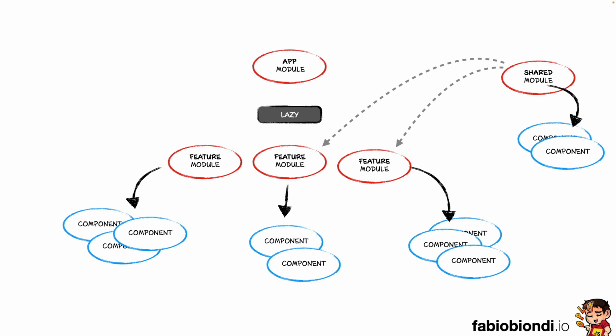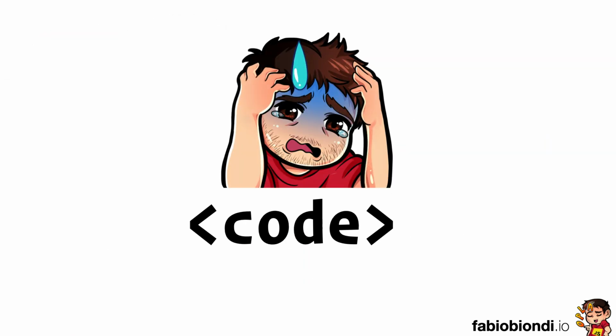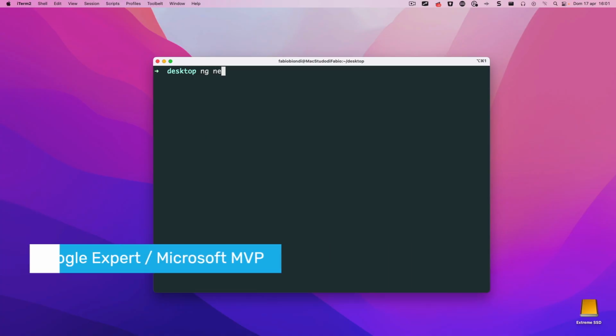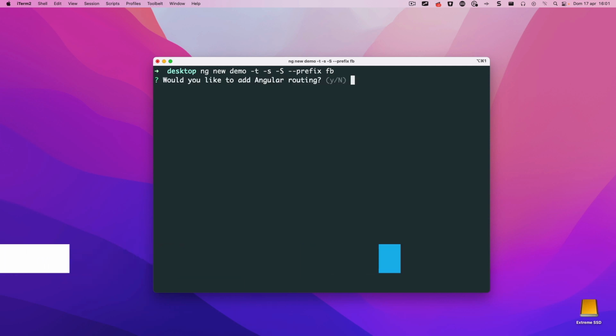However, some components are used only once in the application, such as a navigation bar, so we also see how to split the application in domain modules in order to organize them. First, we create an Angular project with Angular CLI and I set inline style, inline template and disable testing in order to have a clean project with few files. I also set a custom prefix and I use FB since my name is Fabio Biondi.